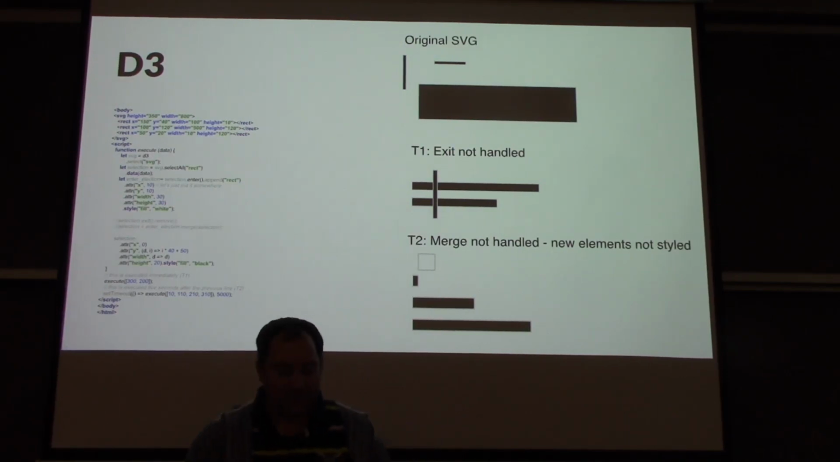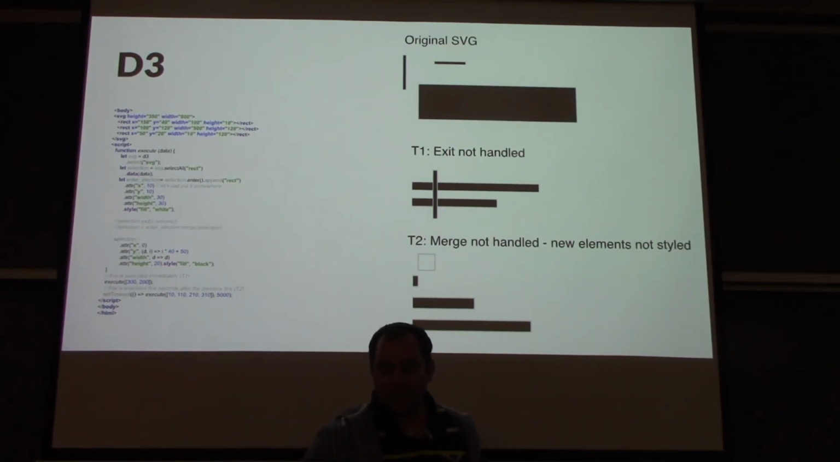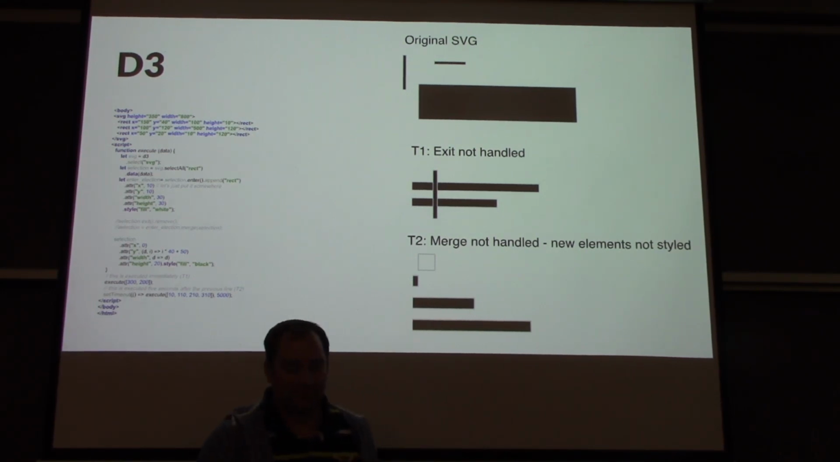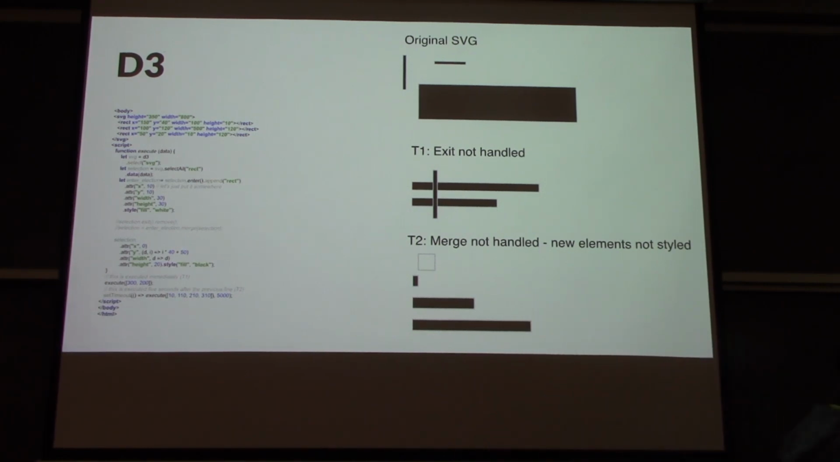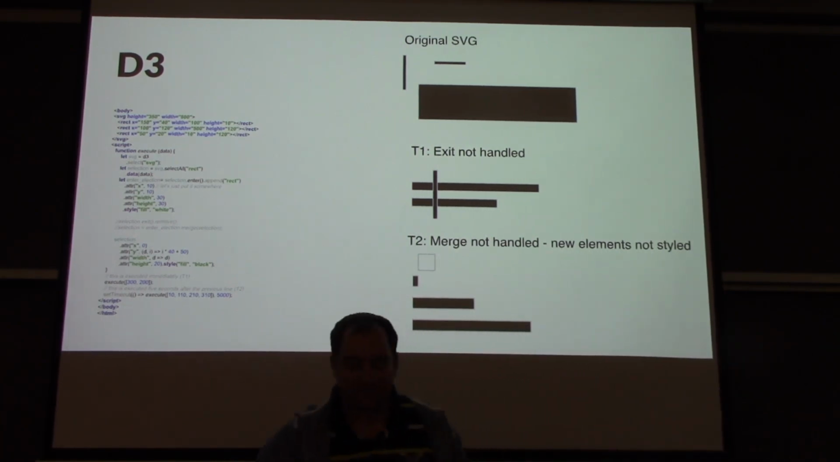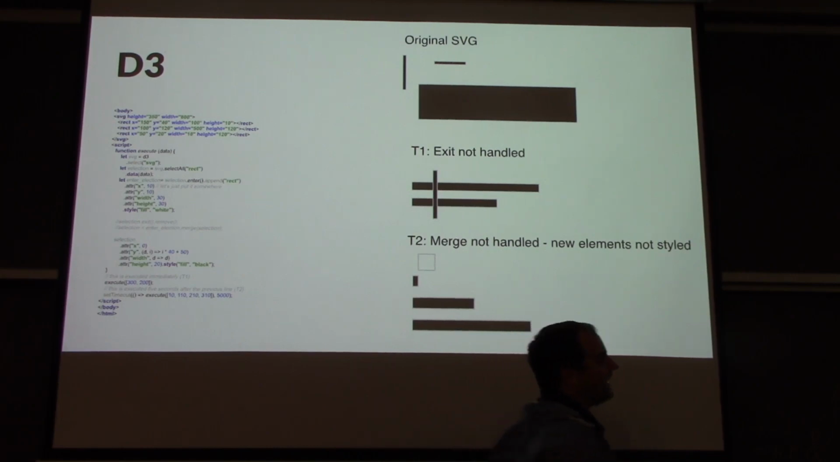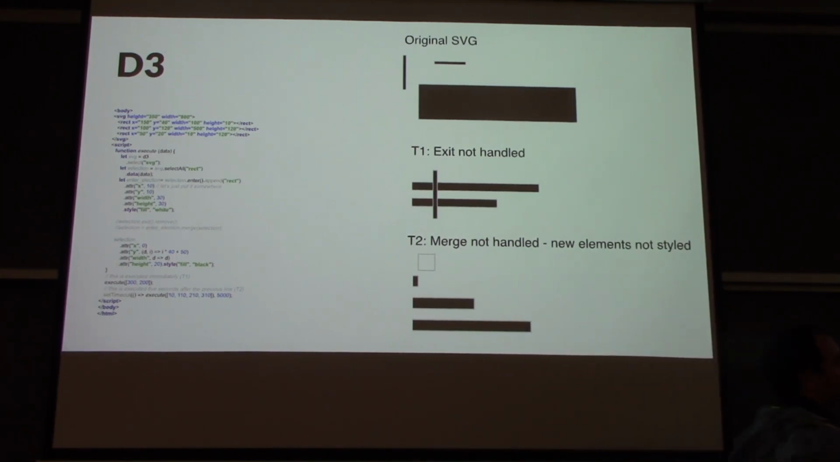Okay, so here we had the questions of what was going on with this code. And so there were two cases, time point 1 and time point 2. Here, we started out with a data set with 2 elements, and then we had a data set with 4 elements. And our original SVG contained 3 blocks, as you can see here up at the very top. And so there are 2 problems with this code. The exit isn't handled and the merge isn't handled.